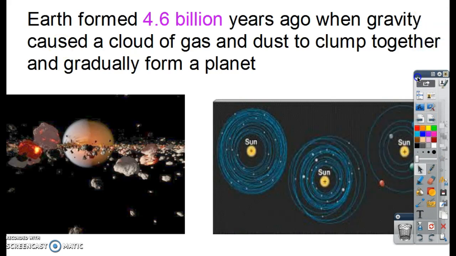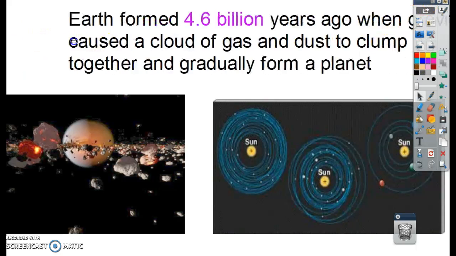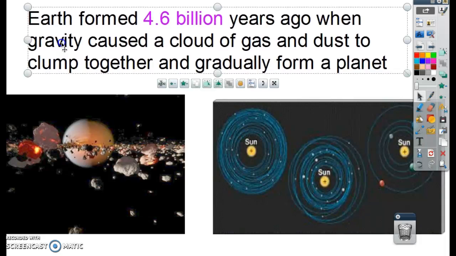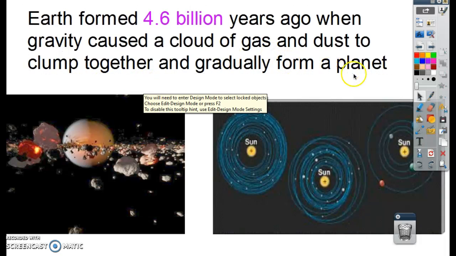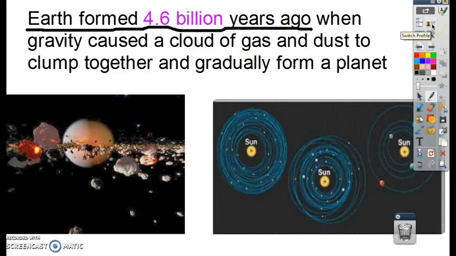So this is the first thing you need to write down. Okay? Let me make this a little bit smaller. Earth formed 4.6 billion years ago. Okay, I just need you to write down this sentence. Earth formed 4.6 billion years ago. Okay, in your foldable, you guys already talked about how it formed. Your foldable says many collisions occur with rocky debris in the solar system. So you already have that written down.